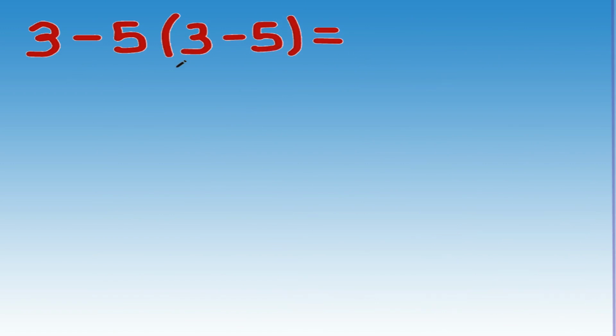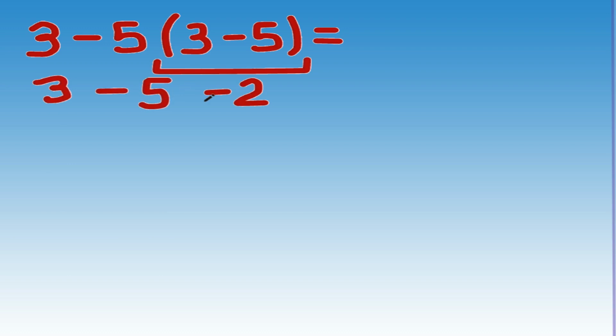So we have parentheses first, so let's calculate them. We have 3 minus 5, so we get minus 2. And here we have 3 minus 5. And remember, this is still in the parentheses. We still need to multiply this with 5. We usually write negative numbers in the parentheses. Do not misinterpret it as the operation.